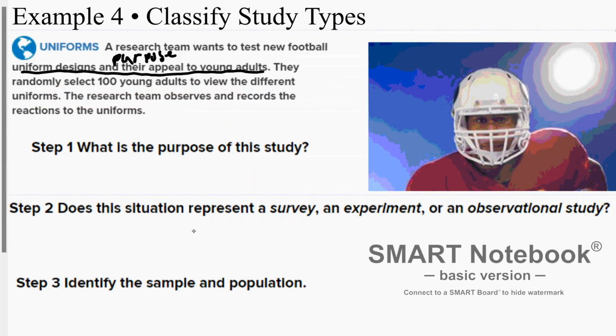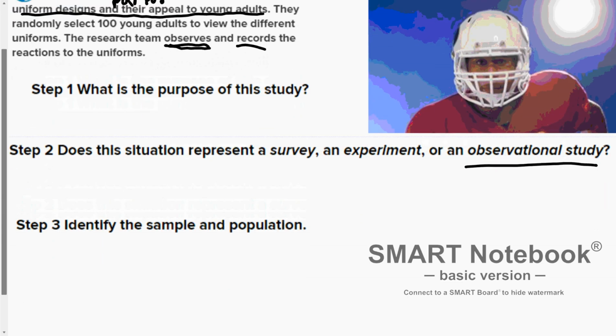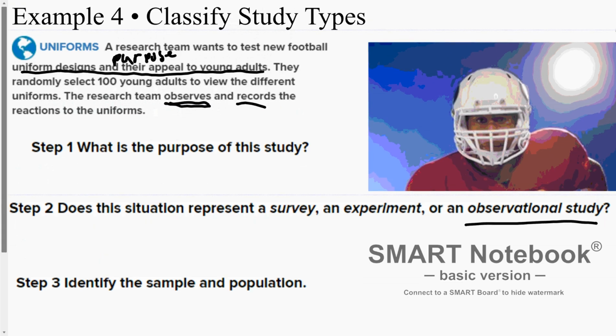Okay, so survey. And so they randomly select 100 young adults to view the different uniforms. The research team observes and records their reactions. So since they're observing and recording, that would be an observational study because they're observing people's reactions. Okay. With a survey, they might just ask, which one do you like better, right?